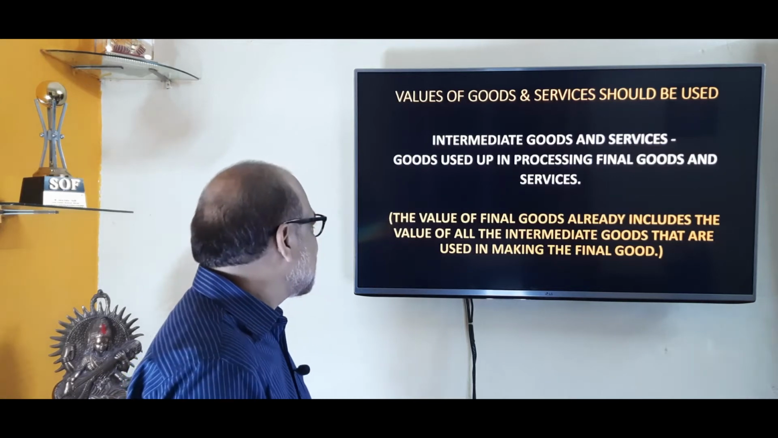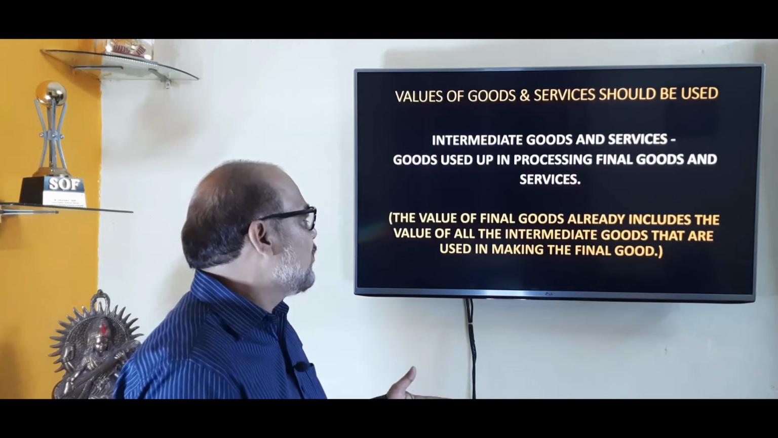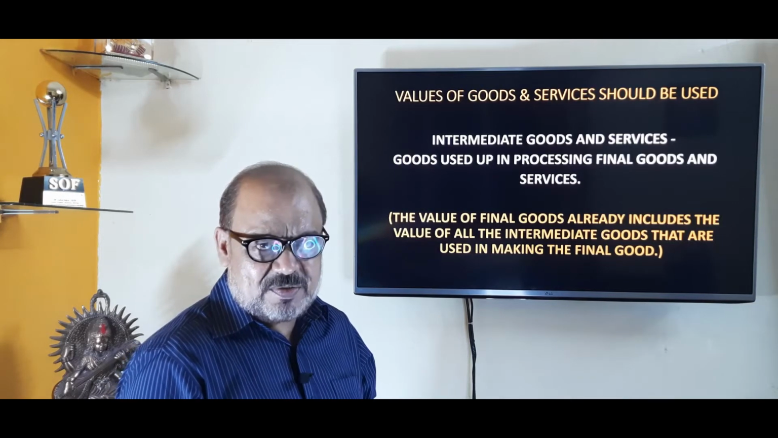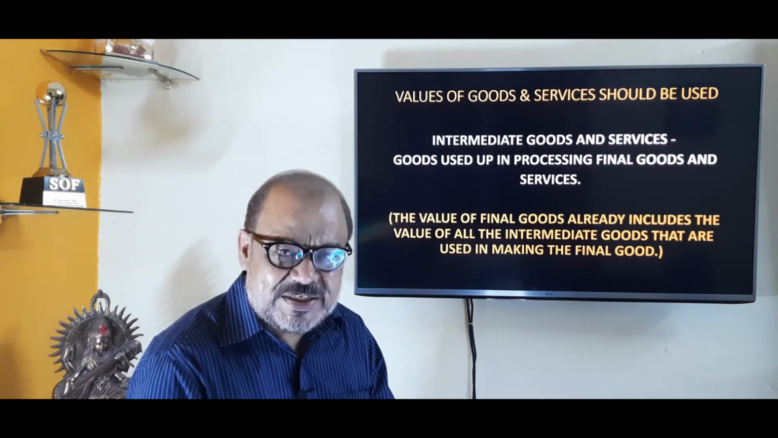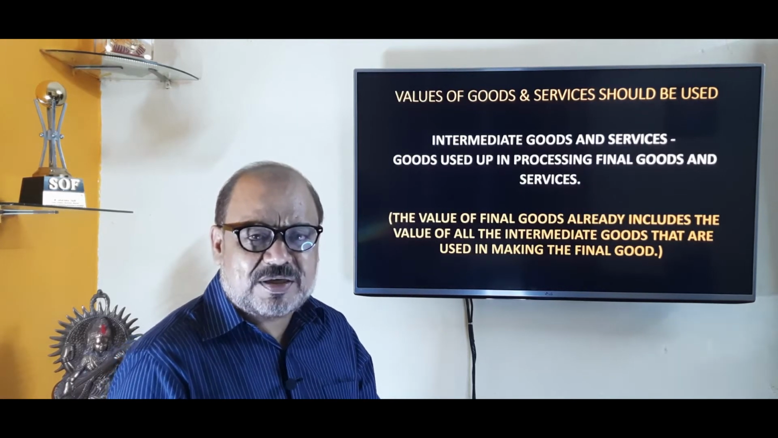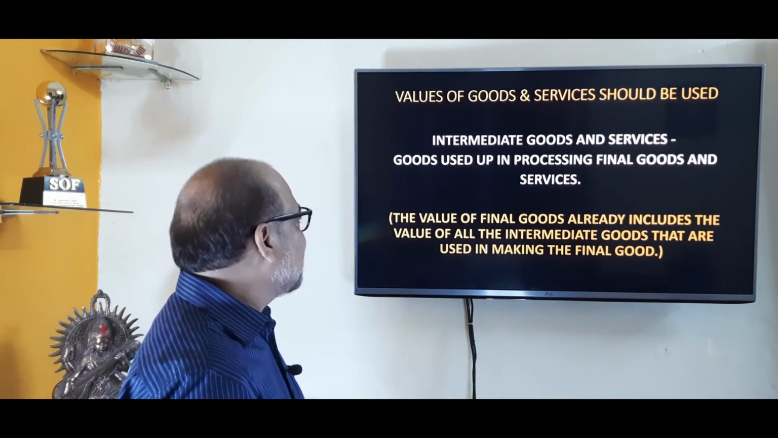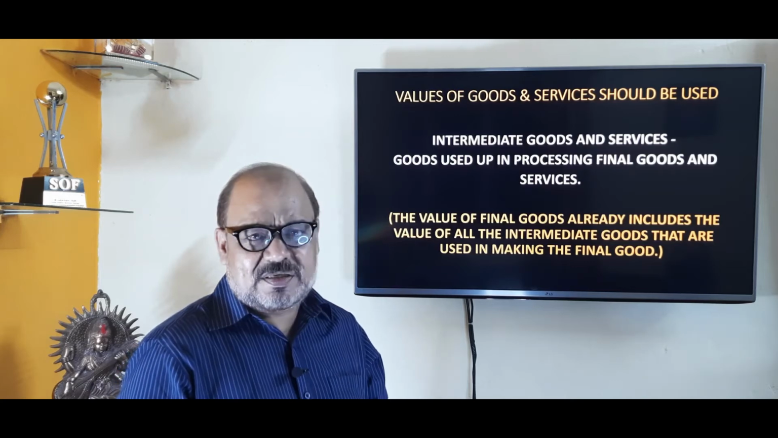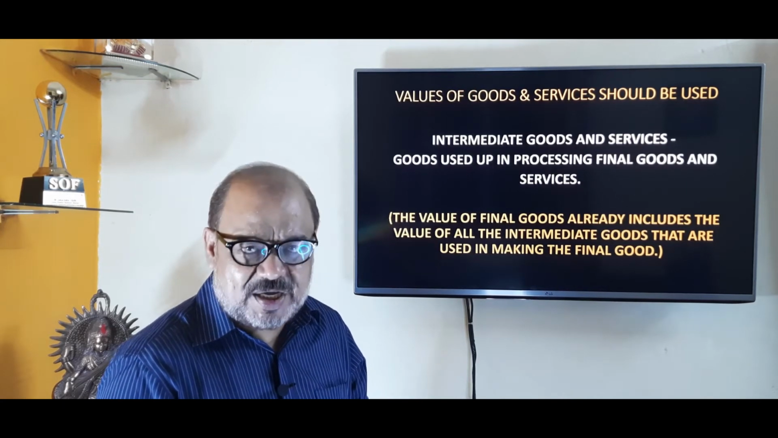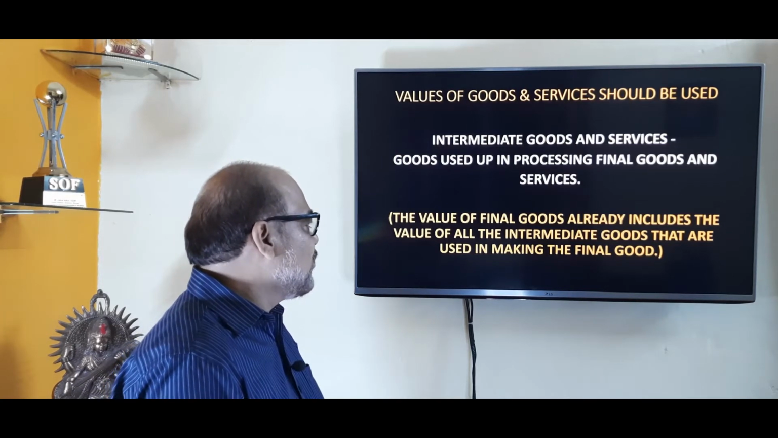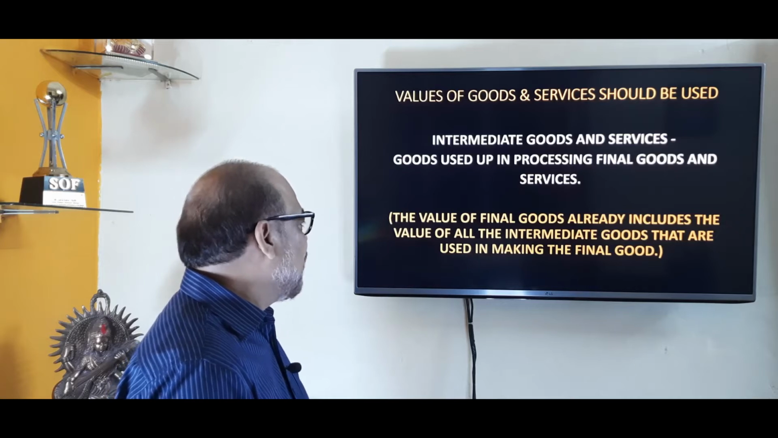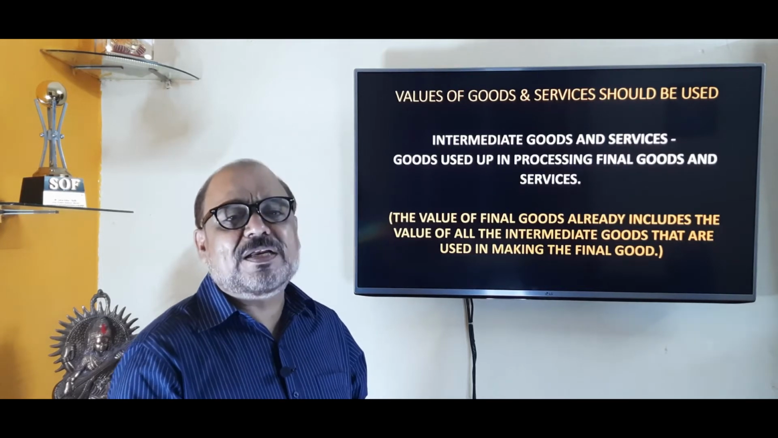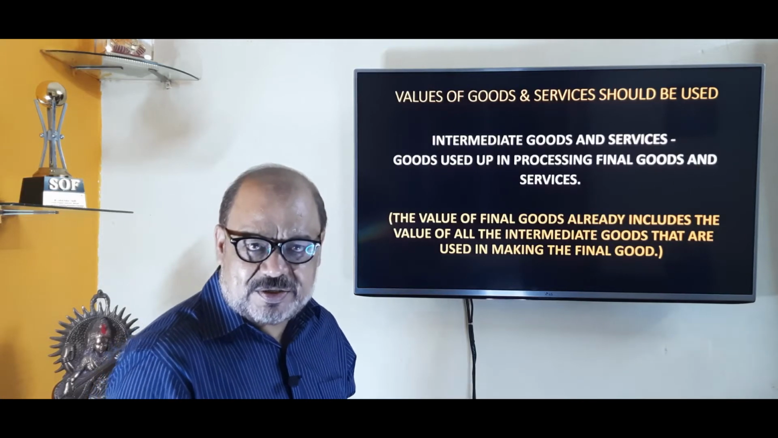Intermediate goods and services. Goods used up in processing final goods and services are called intermediate goods and services. Why? Because they are intermediate, ये मध्यस्थता का काम करते हैं. किस चीज में ये काम करते हैं? ये इसमें काम करते हैं कि फाइनल गुड्स एंड सर्विसेज कैसे प्रोड्यूस किए जाएं. The value of final goods already includes the value of all the intermediate goods that are used in making the final good. I hope this is clear to all of you. That's good.